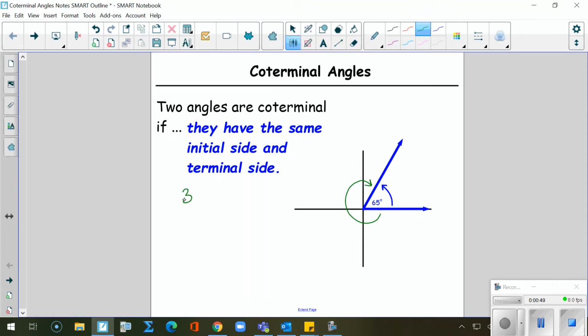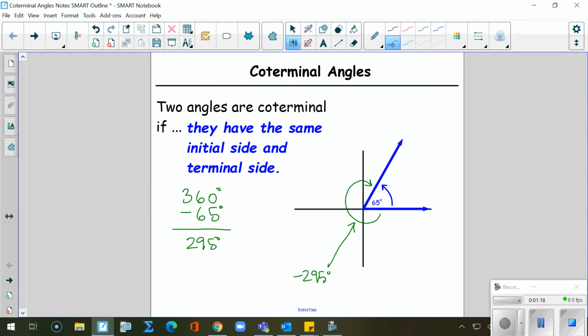If I take the whole circle and subtract 65 degrees, I come up with 295 degrees. So that is a negative 295 degree angle. It is coterminal with 65 degrees because they share a terminal side.